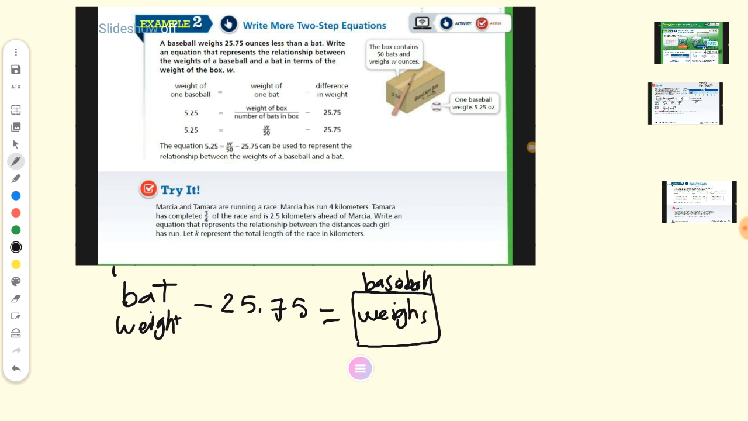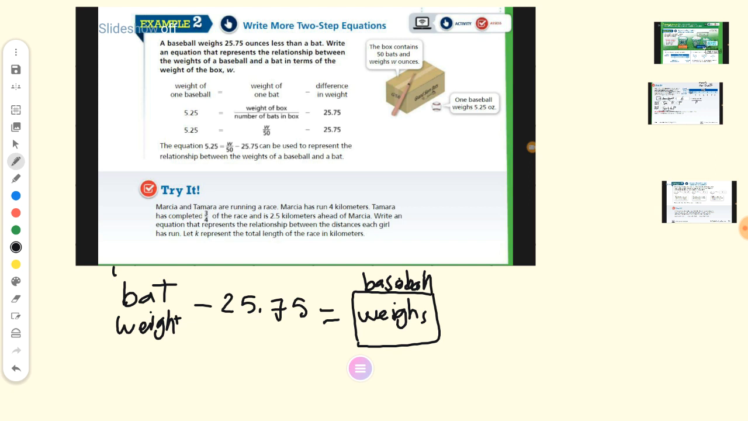Okay, because again, let's read it. A baseball weighs 25.75 ounces, less than a bat. So it's less than a bat. So if I take the weight of the bat minus this number, it will give me the baseball weight. This is how to read this problem. Okay, I need to write it as an equation.